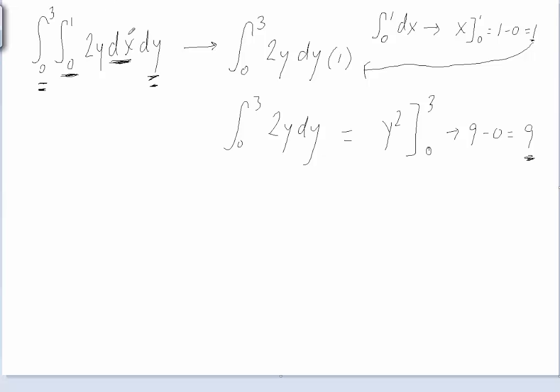So again, we take the inner with respect to x, the outer with respect to y. Take the integral of dx with respect to x, find its value, plug back in for the outer integral with respect to y, and find its integral.